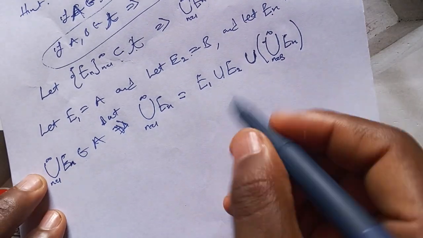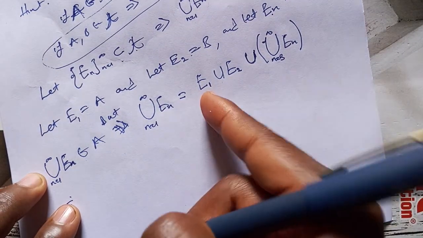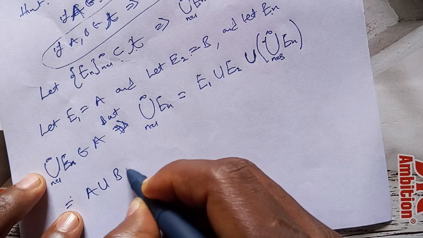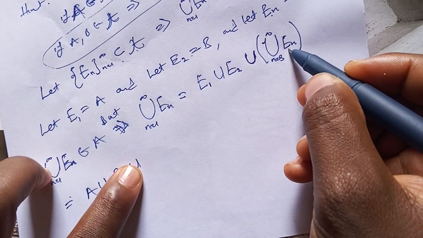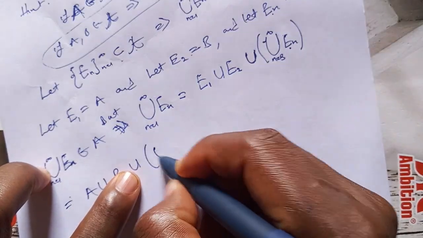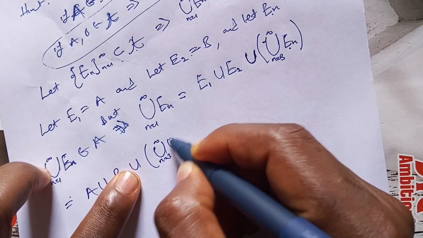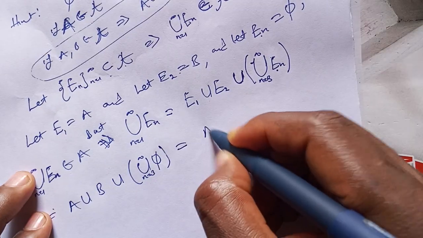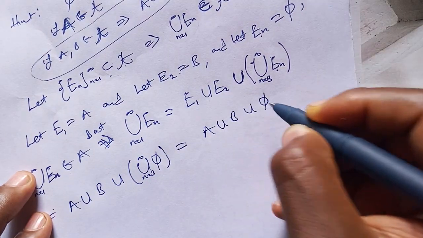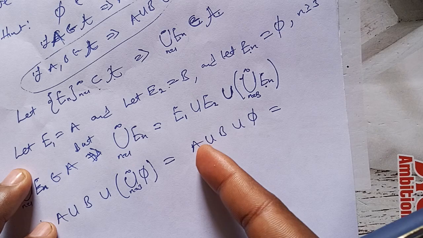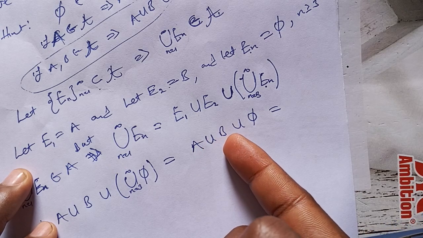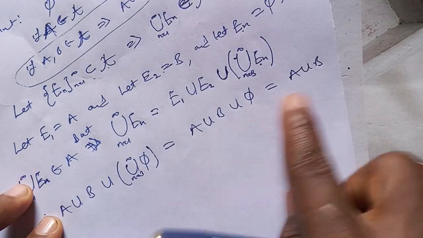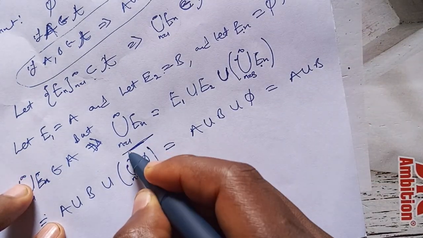Now what is E1? Our E1 is A, and E2 is B. Now what is our En? Our En is the empty set, so this becomes the union, n equal to 3 to infinity, of empty. And of course the union of empty sets is empty. So this is A union B union empty. And of course A union B union empty will still give us A union B.